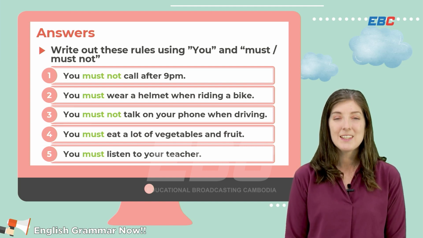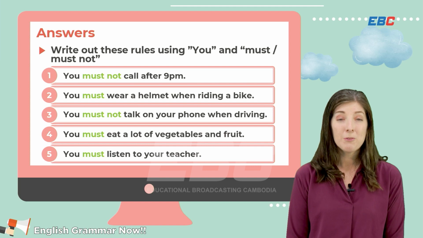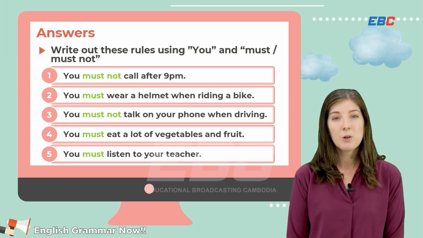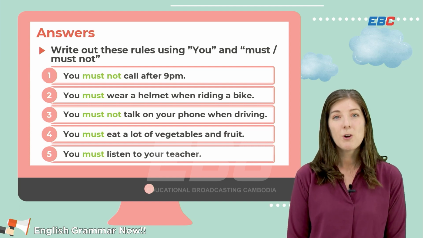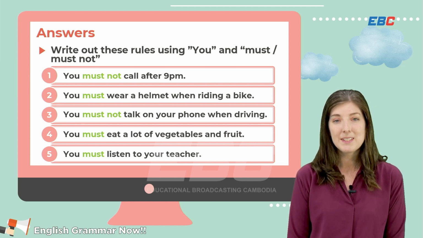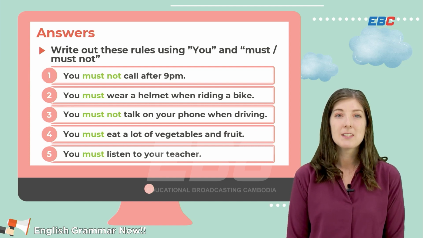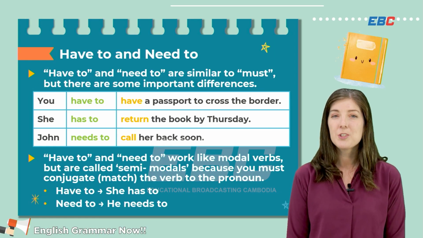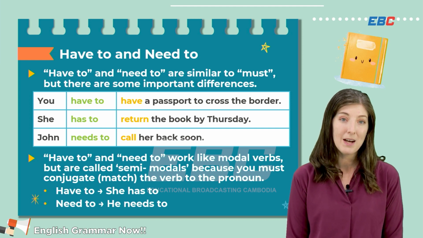You can see in these examples that there are different kinds of rules here. Some of them are very important for our safety. Some of them are more like rules our parents might give us. But for all of these kinds of statements, we can use must to say that it's something that's very important to do. There are 2 similar modal verb phrases to must.